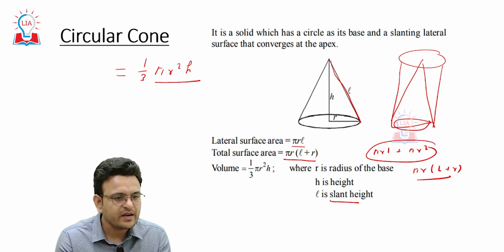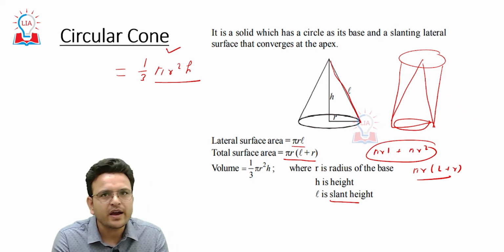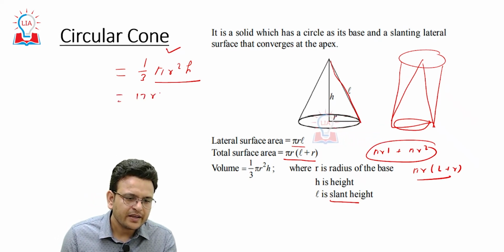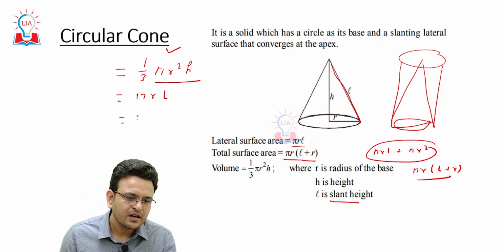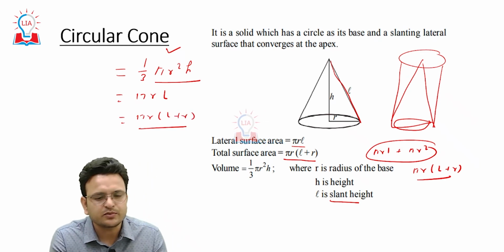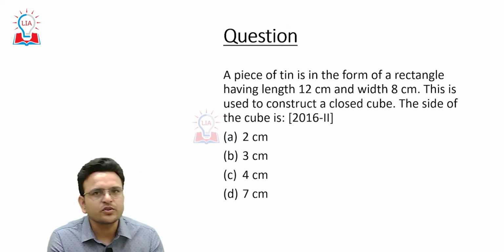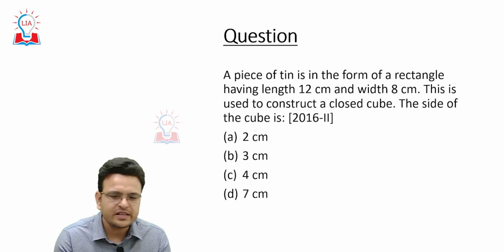So these things you have to remember. Volume of a circular cone is 1/3 pi r square h. Lateral surface area is pi r L. Total surface area is pi r into L plus r. These things you have to remember. Okay, now see one more question. This question is not based on circular cone. This is based on cube.